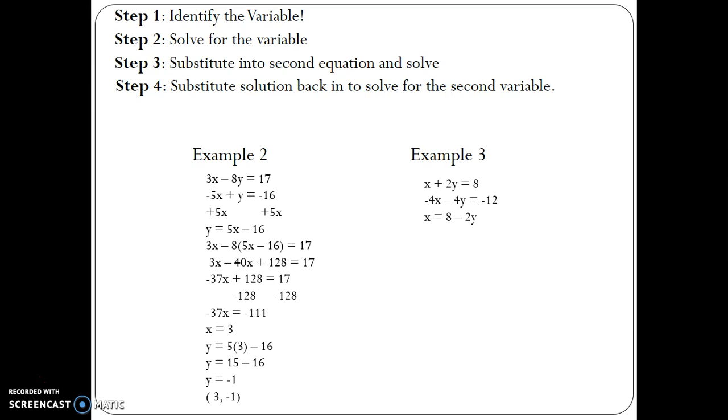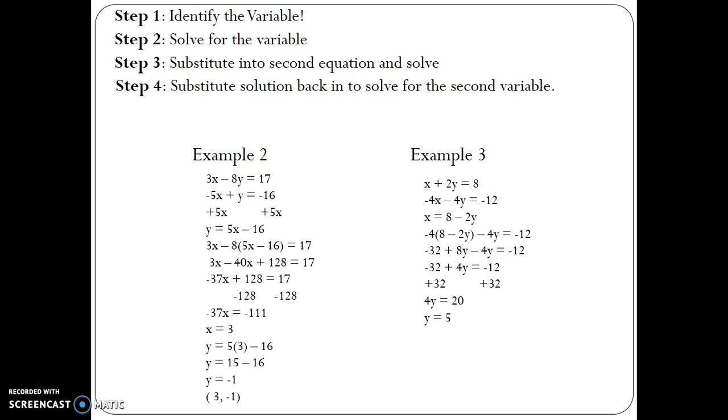Then I'm going to put that into my other equation, negative 4x minus 4y equals negative 12. So every time I see an x, I'm going to put in 8 minus 2y. So I'm going to plug that in. I distribute. So negative 4 times 8 is negative 32. And negative 4 times negative 2y is positive 8y. Combine like terms, so 8y minus 4y is just 4y. Add 32 to both sides, and we get 4y equals 20. Divide by 4, and we get y equals 5.